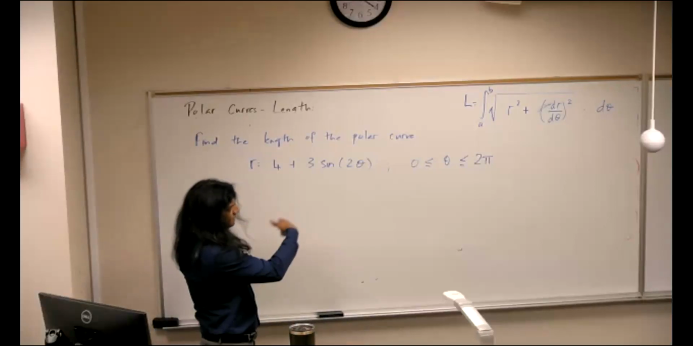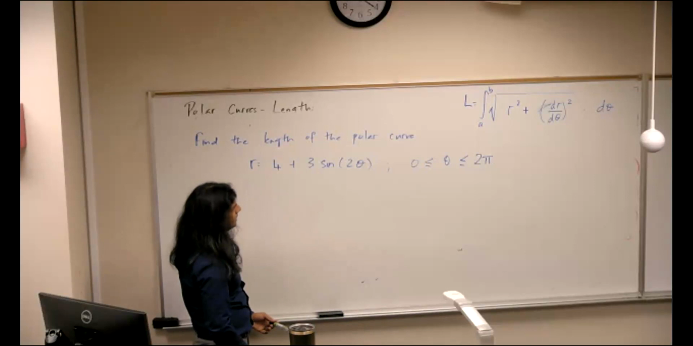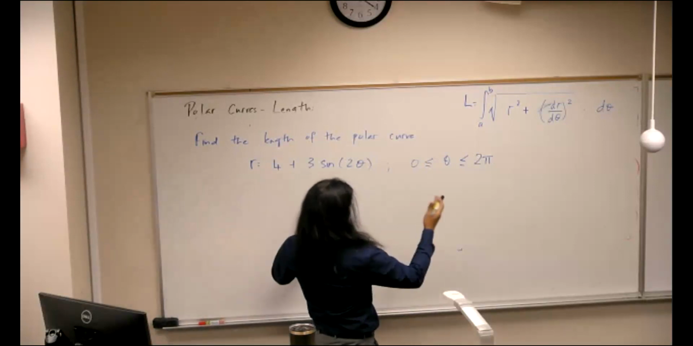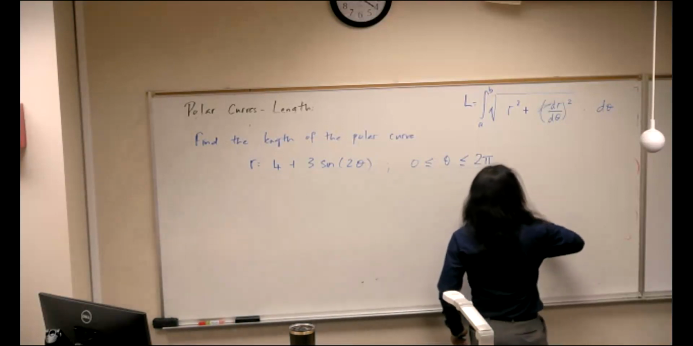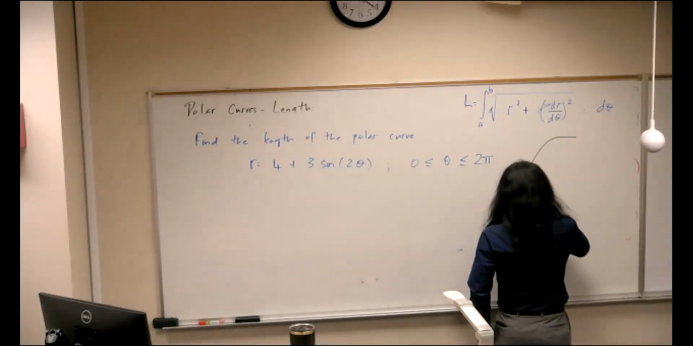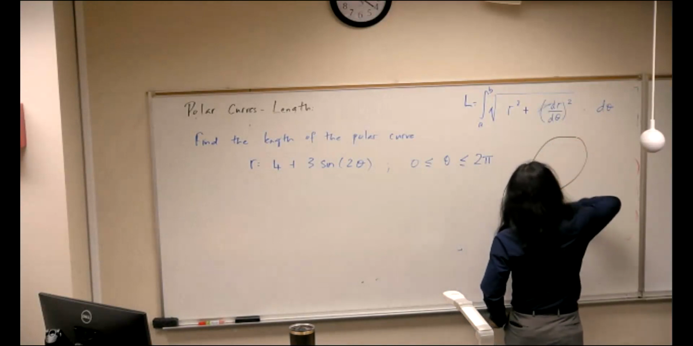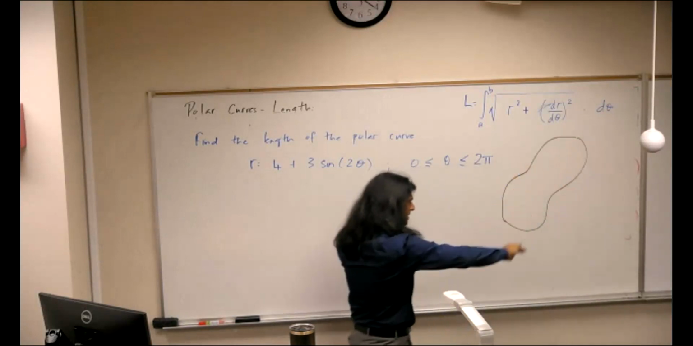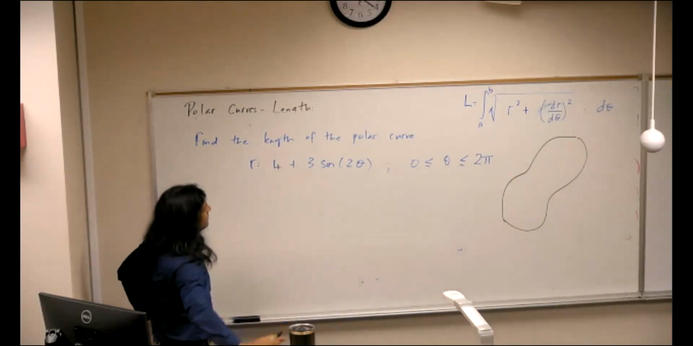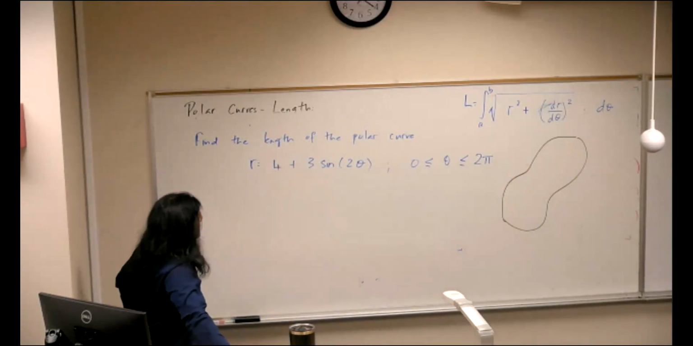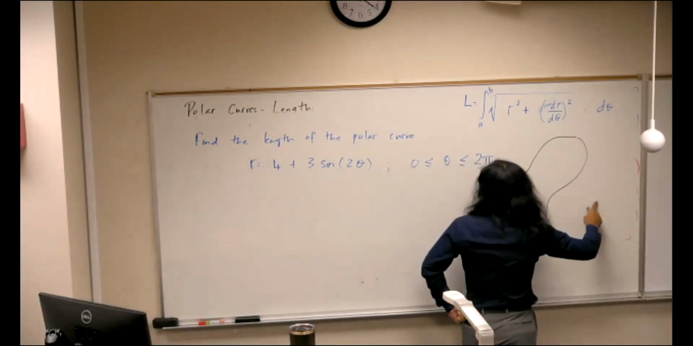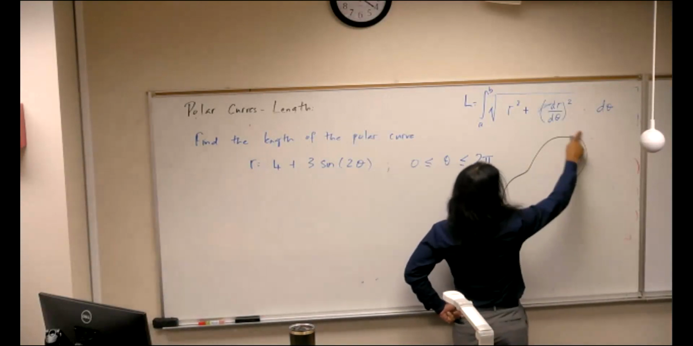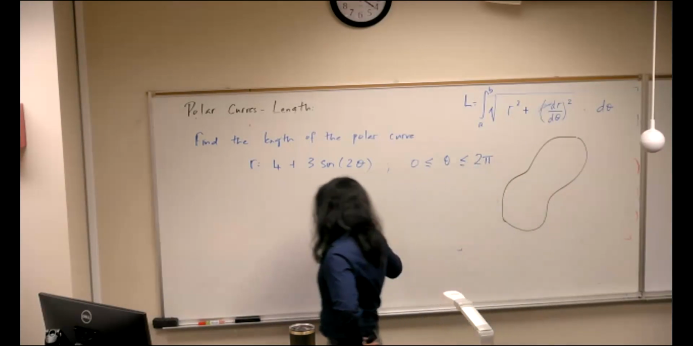There is no need to convert this to x, y, because here we are simply trying to find the length of what looks like the outline of a peanut. That's the shape of the curve. You can calculate it or graph it using your calculator. We are going to simply find the length from 0 all the way up to 2 pi, so back where you started.